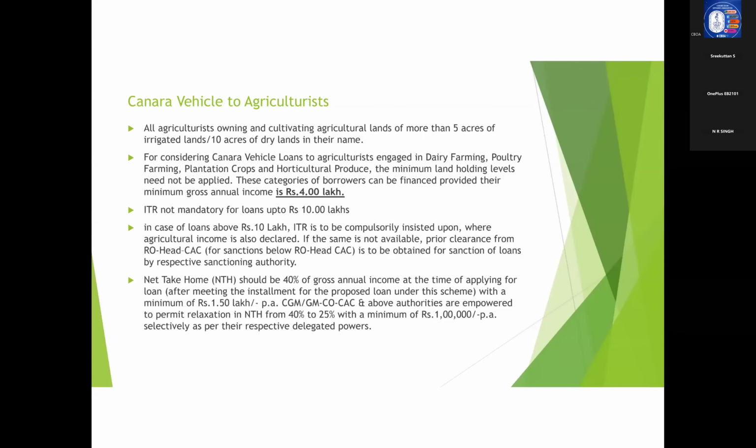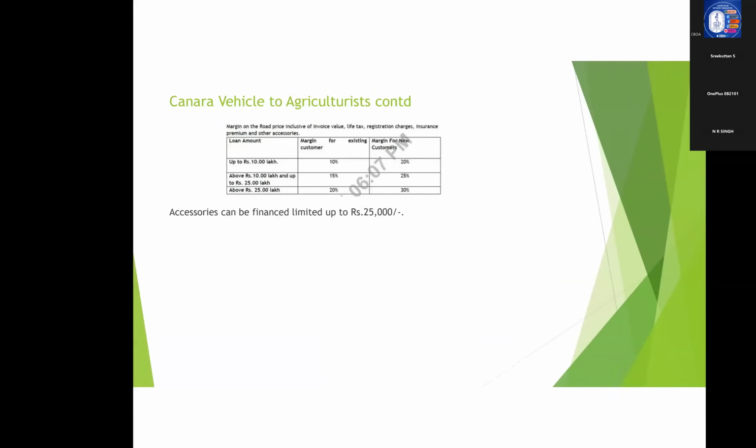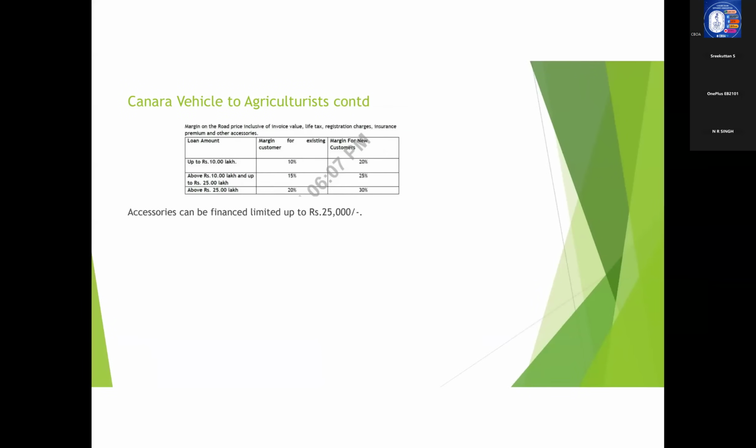Circle Head COC and above authorities can permit relaxation up to 25% to 1 lakh. Okay, that is about that margin and all. It is same as that of previous.